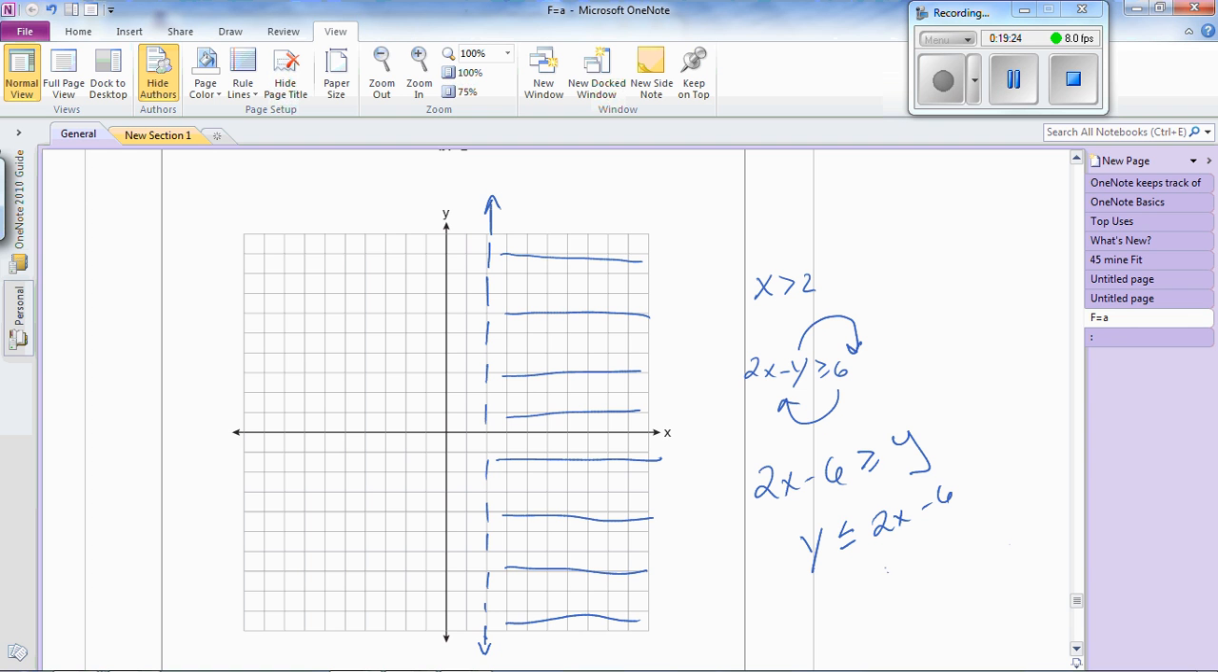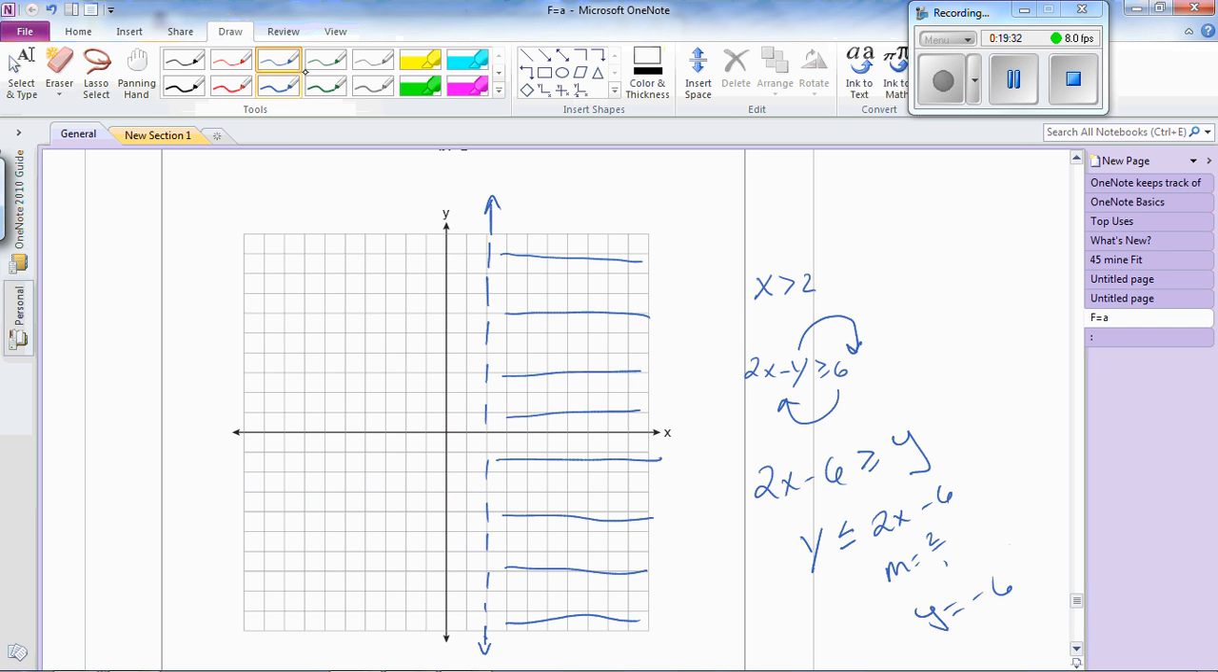Anyway, my slope is 2 over 1. My y-intercept equals negative 6. So, different color. Come on, let's get festive. Blue will go green. I hate these colors. Negative 6. 1, 2, 3, 4, 5, 6. Negative 6. And up 2 over 1. Up 2 over 1. Up 2 over 1. This would be a solid line because it has the equal to.